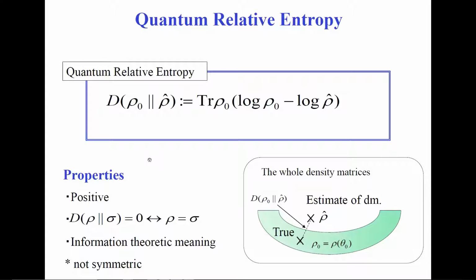Indeed, it has very similar properties to Kullback-Leibler divergence. For example, even though it involves the matrix logarithm here, the quantum relative entropy is shown to be non-negative. So this quantity is shown to be non-negative, and it equals 0 when and only when the two density matrices coincide.